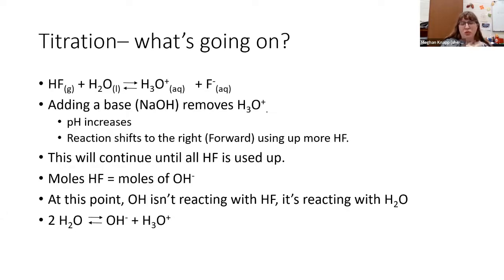So we have this equilibrium reaction with water. And so that kind of changes our story of what's going on. What we're interested in is what happens right up to this equivalence point. So we can make a graph of this. This is what you're going to be doing in lab. You're going to have a pH probe that will tell you the pH as you add different amounts of the NaOH.